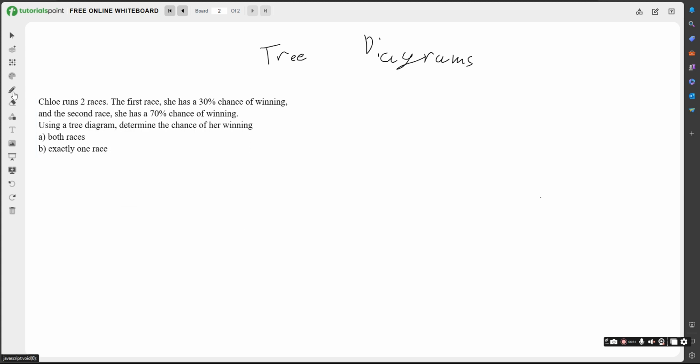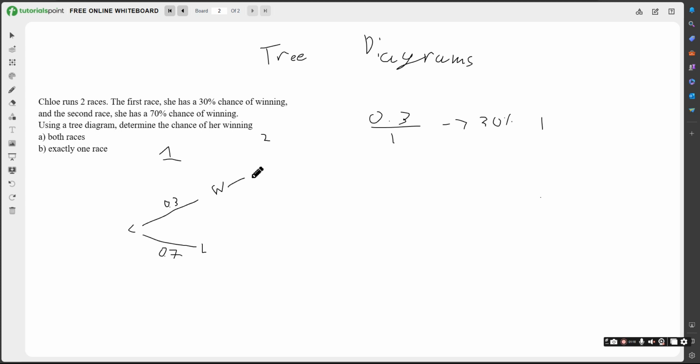So, how you're going to want to do this is, firstly, you can just start off by drawing 2 lines. So we're starting off here, Chloe. The first race, she has a 30% chance of winning. That means there's a 0.3, because 30% is the same as 0.3 over 1, which is the same as 30% of 1. So 0.3 chance of winning and a 0.7 chance of losing.